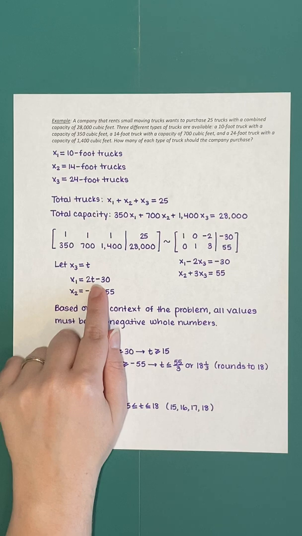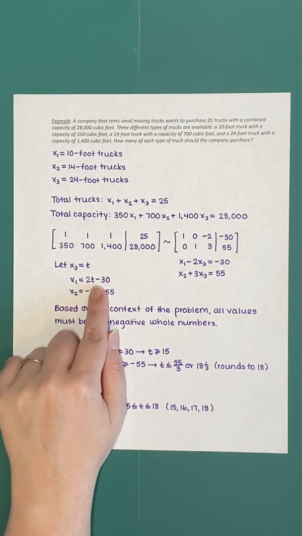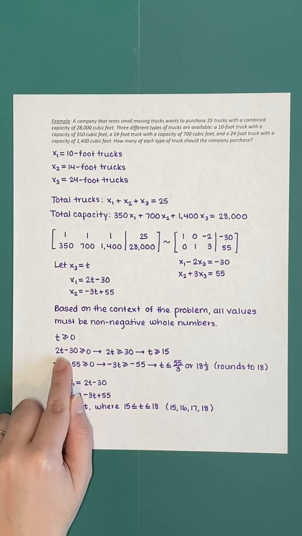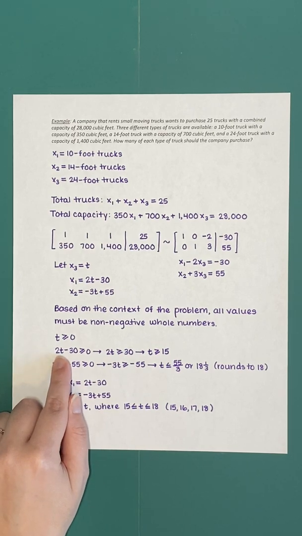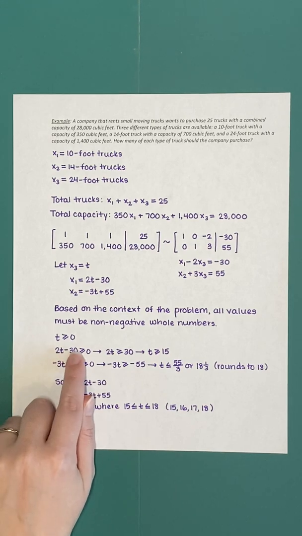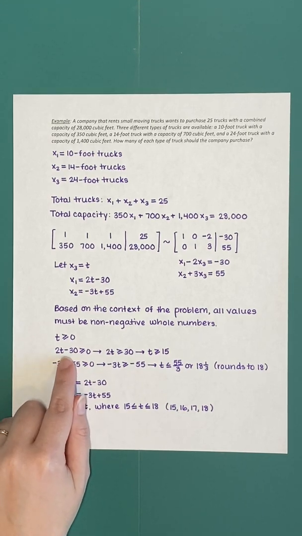So that means the expression related to x1 also has to be greater than or equal to 0. So 2t minus 30 has to be greater than or equal to 0. We want to solve for t and see what the implications are for this parameter based on the fact that this expression has to be greater than or equal to 0. So we want to isolate t.